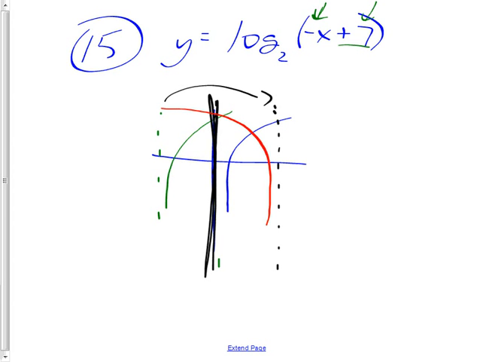People make the mistake of trying to flip it over the asymptote line. You don't. You do reflections over the axis, the y-axis in this case. The final answer is this red line and this red asymptote right there.